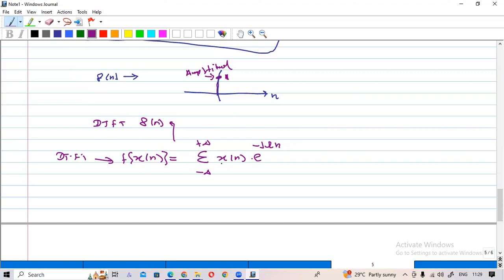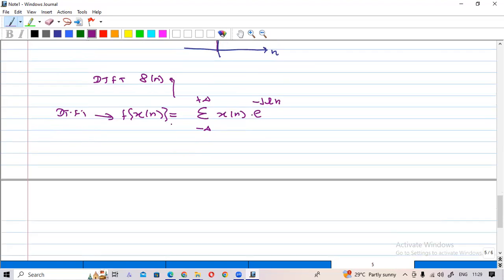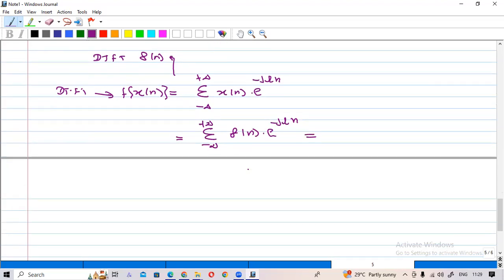Here you need to find the Fourier transform of delta[n]. That means you need to find the sum from minus infinity to plus infinity of delta[n] e to the power minus j omega n. So what is the answer here?